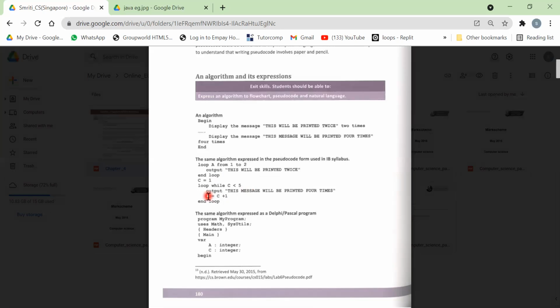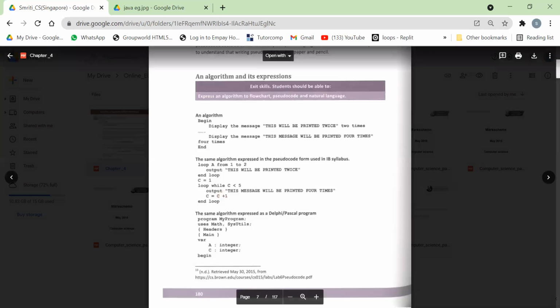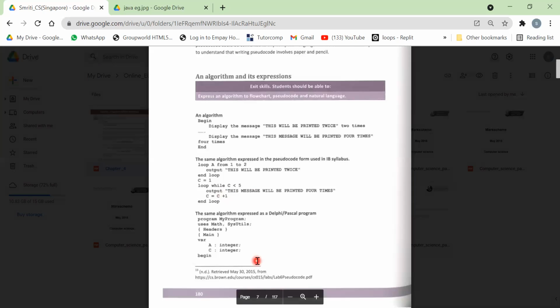So this is a simple example of how the algorithm can be converted into pseudocode using some simple human language and some simple coding concepts. Not exactly the coding commands, but the coding concepts are essential. So this is all about algorithms, flowcharts and pseudocode.